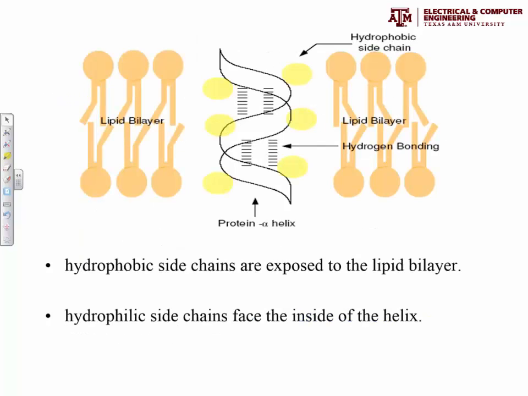So again, this is the lipid bilayer. And by now you know why you have one head and two tails. The head is hydrophilic, it likes water, and the tails are hydrophobic, they stay away from water. So as the protein is crossing the lipid bilayer as an alpha helix, there will be the appropriate hydrogen bonding to form the alpha helix, but the hydrophobic side chains will be facing the lipid bilayer. The hydrophilic side chains, the ones that love water, will stay away from the lipid bilayer, so they will be towards the interior of the helix. Any questions so far?